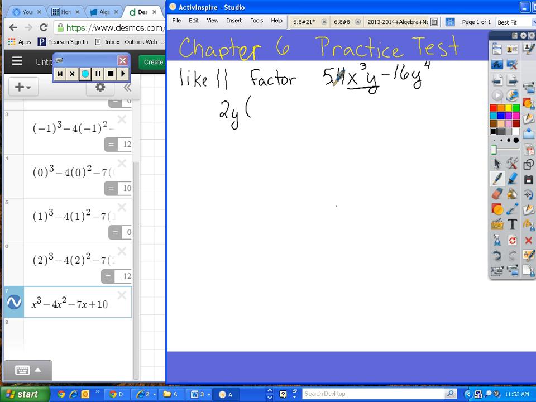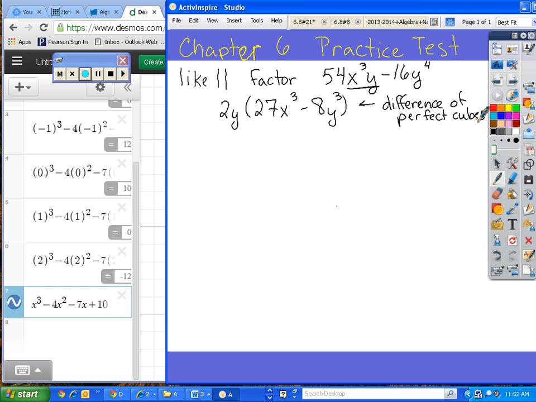In my first term, I'm going to have 27x cubed minus 8y cubed. And I recognize here that I have a difference of perfect cubes.